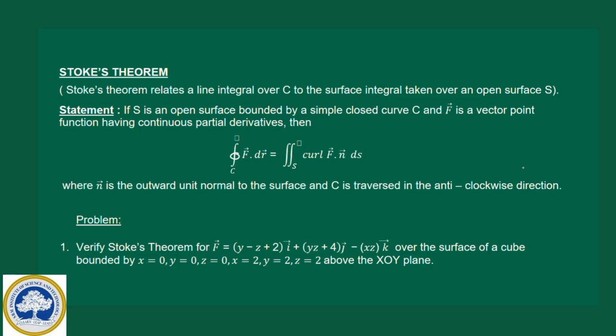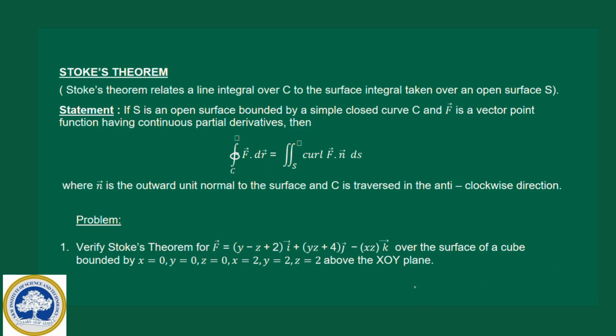So here let us see one problem. The question is, verify Stokes theorem for the given F vector over the surface of a cube bounded by x equal to 0, y equal to 0, z equal to 0, x equal to 2, y equal to 2, z equal to 2 above the xy plane. So here it is already given that it is a cube. So cube means all the dimensions are the same, that is length, breadth and height are all the same, and here it is given to be 2. Okay, and then here we have to consider the cube above the xy plane.